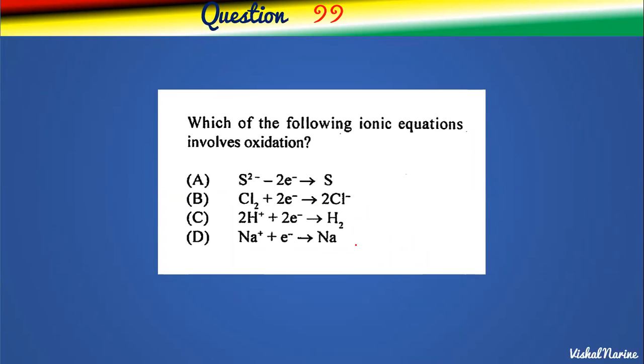99. Which of the following ionic equations involves oxidation? Now, you should remember that for oxidation, we write OIL RIG. So oxidation is loss of electrons.